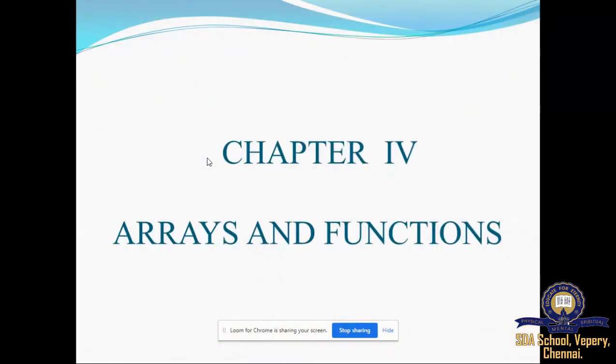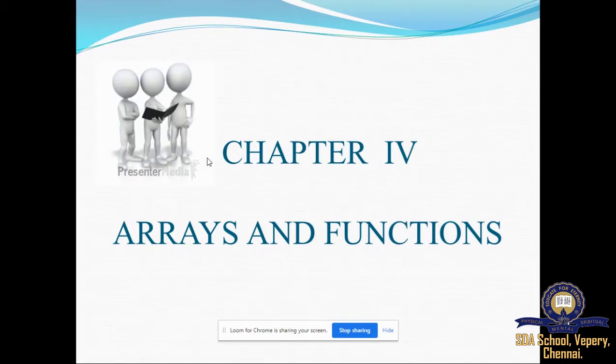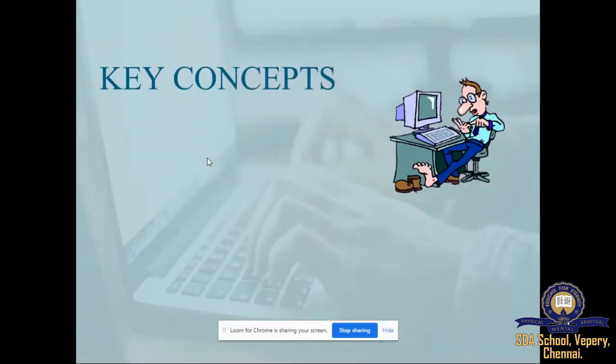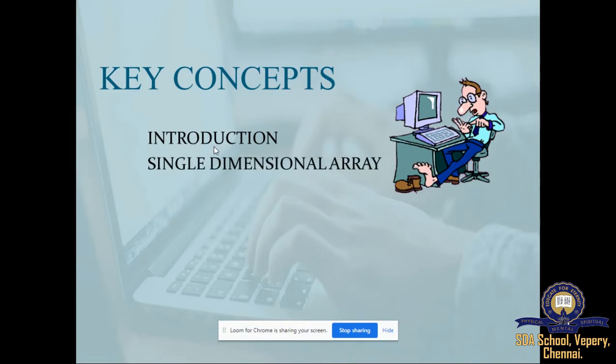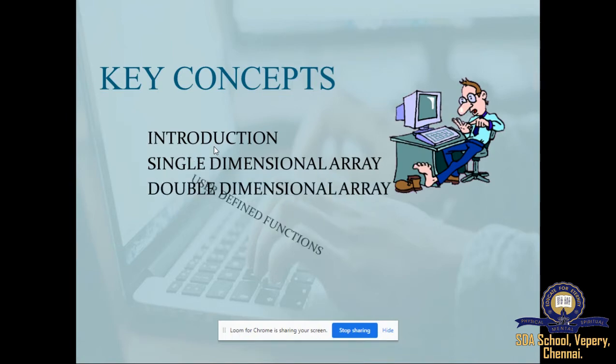So this is our chapter 4, arrays and functions in C programming language. In C, how are arrays and functions used? The main objective of this lesson is: what is an array, an introduction to an array. How to represent an array, how to initialize an array, everything will be given in the introduction. Then you will be studying the different types of arrays, that is single and double dimensional arrays, and then functions.